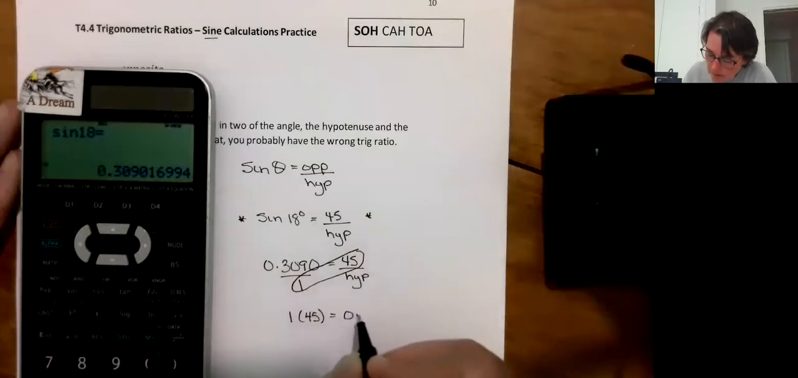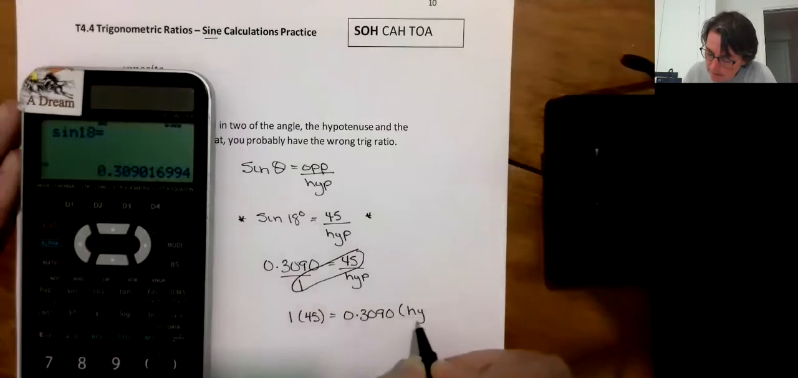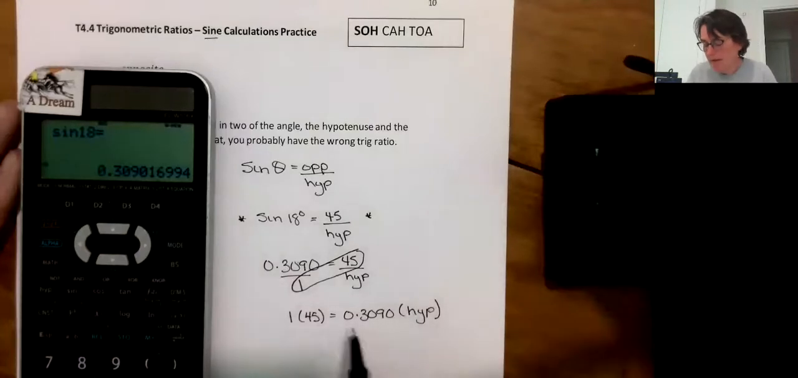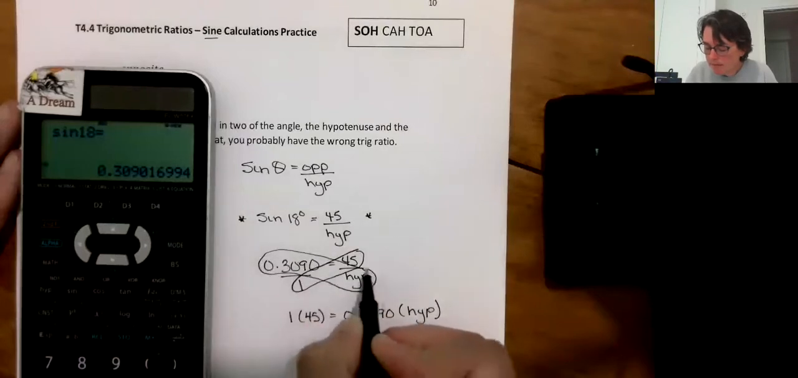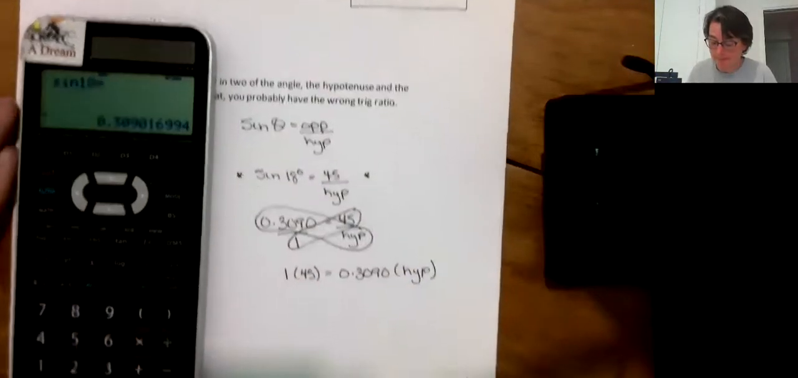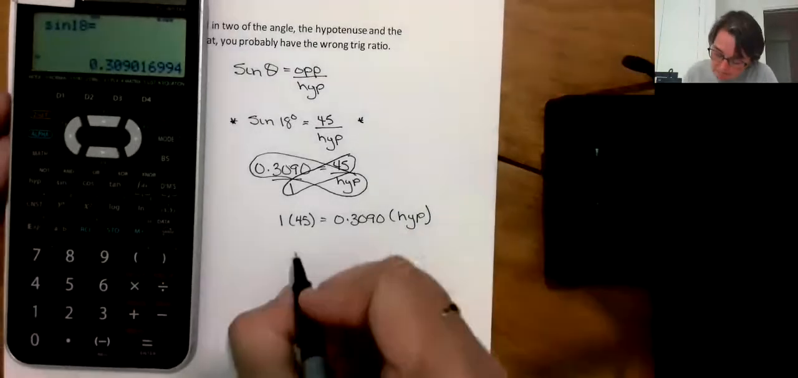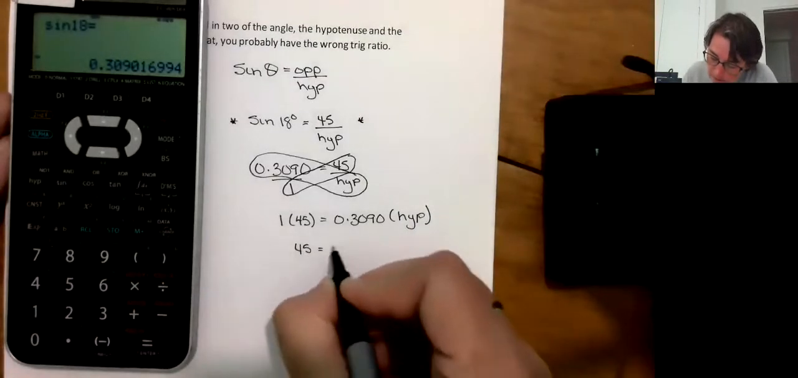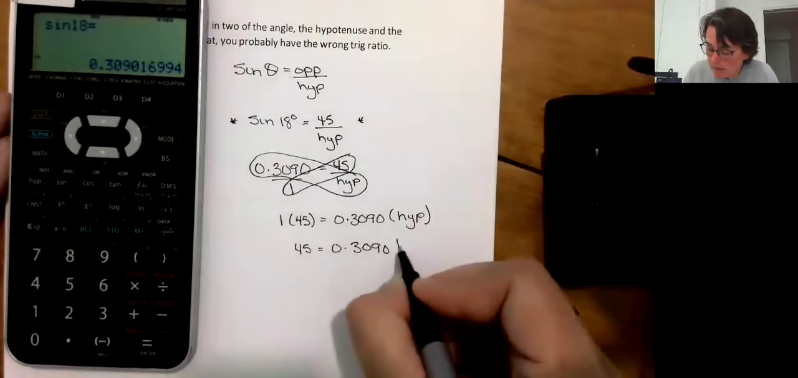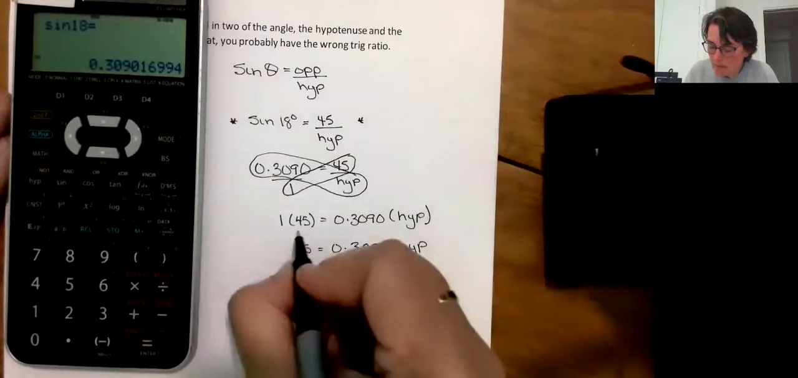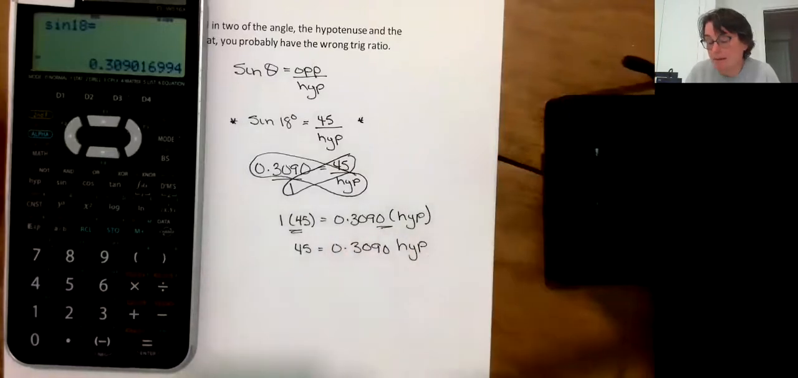is equal to 0.3090 times hypotenuse. And the whole point of cross multiplying is to get rid of that fraction. So 45 is equal to 0.3090 times my hypotenuse. I'll multiply here. Okay, I kind of multiplied there. There really wasn't much to do.